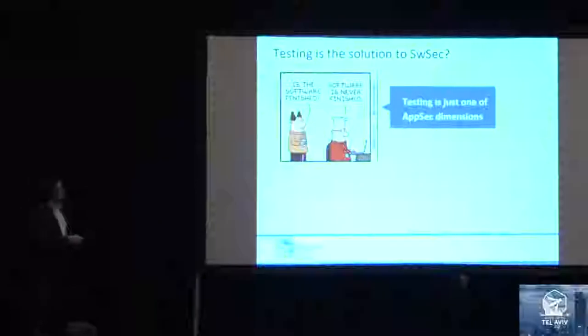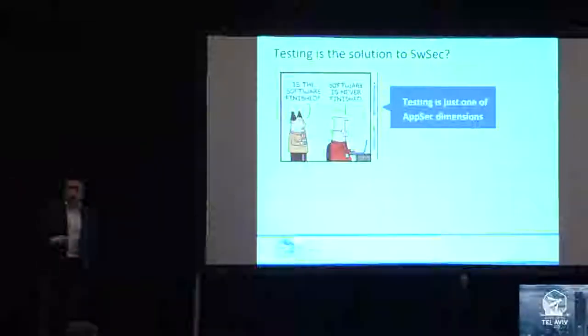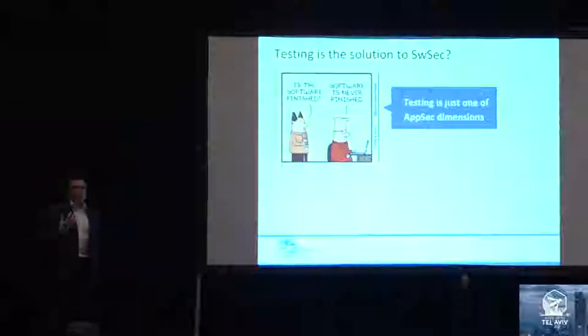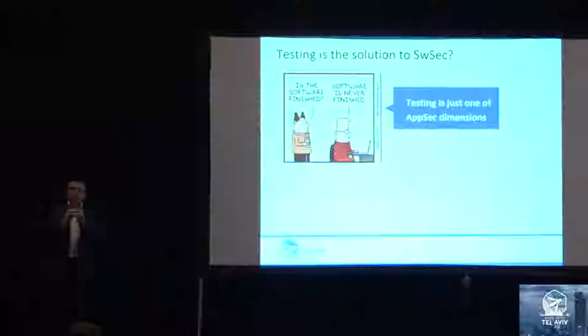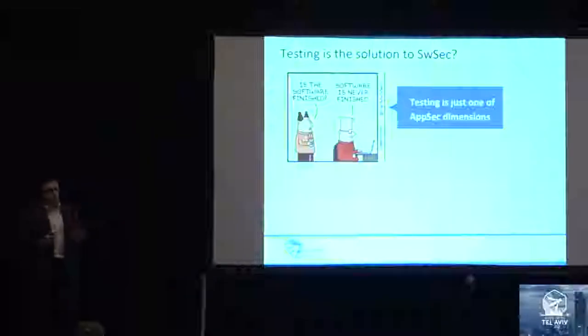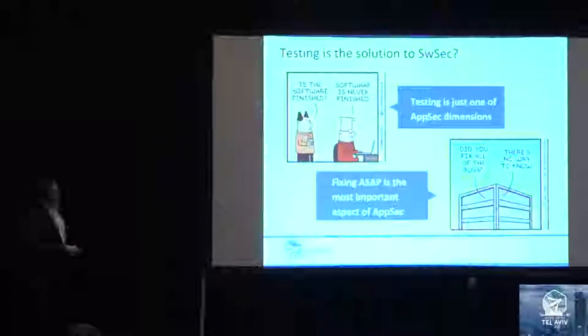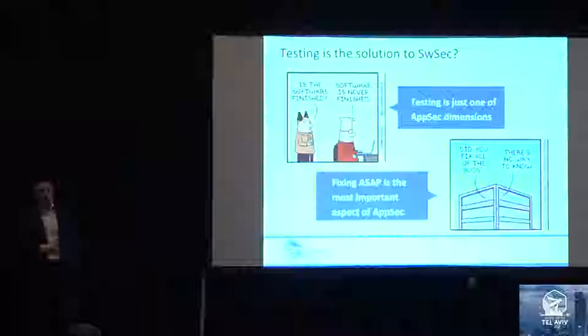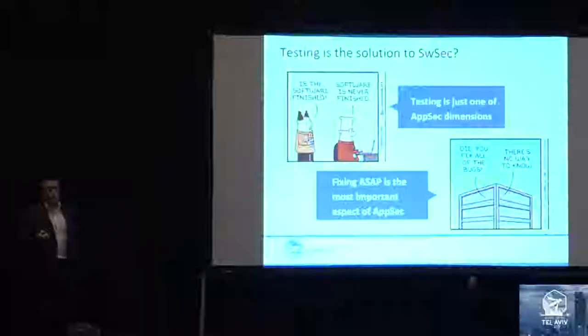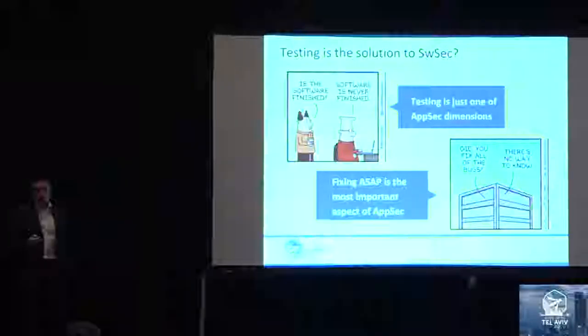So the problem here is that software is never finished. And testing is just one of the application security dimensions. So here comes the concept of dimensions. The five dimensions give a vision of several dimensions that are fundamental to have maturity in your company. And fixing bugs is the most important aspect of AppSec. Okay, so if you fix a bug immediately, you are mature. If you fix a bug in a month, in 6 months, maybe the company is not really mature on software security.